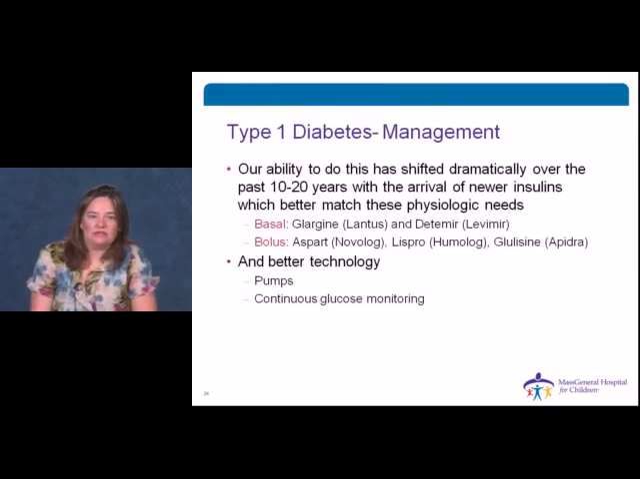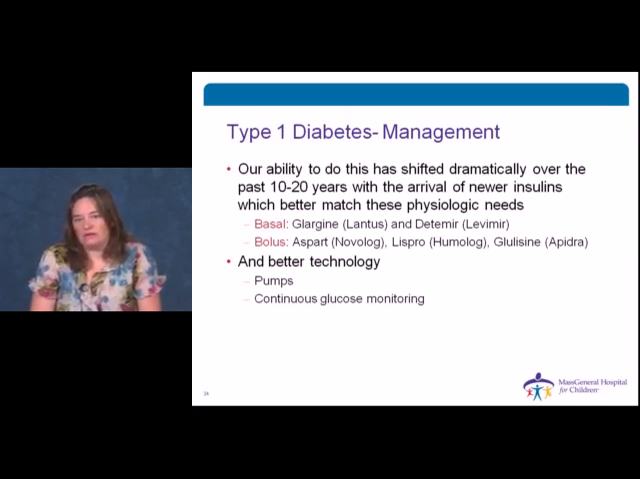And our ability to match this physiology has dramatically improved in the past 10 to 20 years with the arrival of the newer insulins. So for the basal insulin, you'll see either glargine, which is Lantus, or detemir, which is Levemir. For the bolus, we use rapid-acting, which is Aspart, otherwise known as Novolog, Lispro, otherwise known as Humalog, and glulisine, which is otherwise known as Apidra. And we also have better technology that we can use to help recreate these beta cells using pumps and continuous glucose monitoring that I'll talk more about.